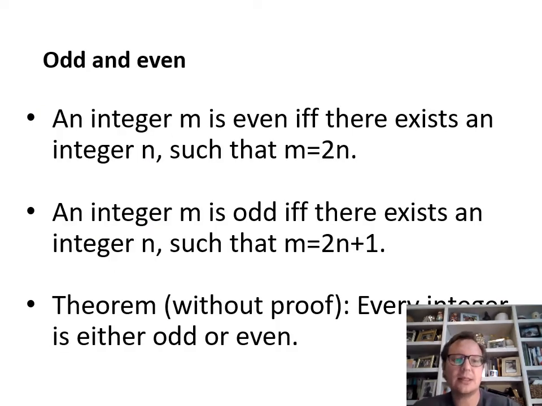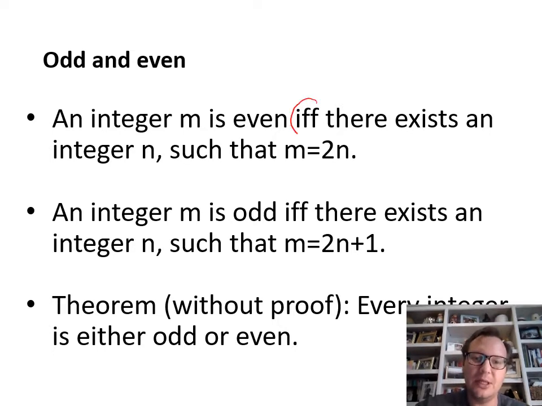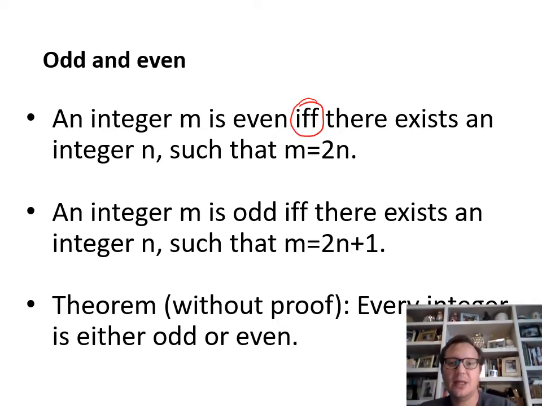Okay, now let's define odd and even integers. So an integer m is even if and only if, remember, we read this as if and only if, there exists an integer n such that m is equal to 2 times n. An integer m is odd if there exists an integer n such that m is equal to 2 times n plus 1.